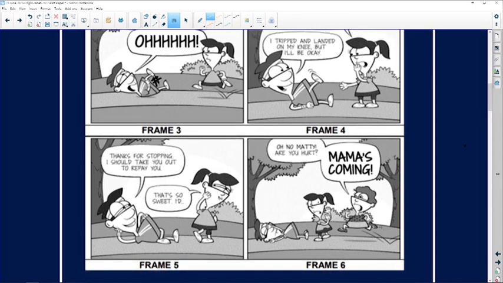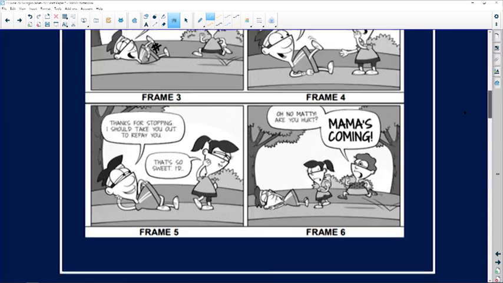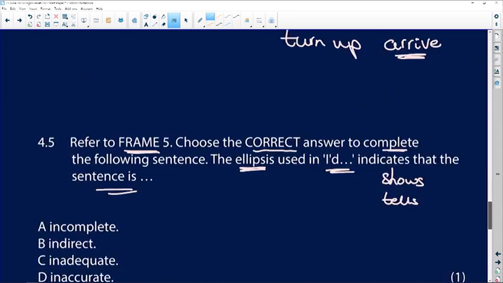"Thanks for stopping," he says to her. "I should take you out to repay you." She says, "That's so sweet. I'd..." And there's an ellipsis. So what does that tell you? Let's look at our options.